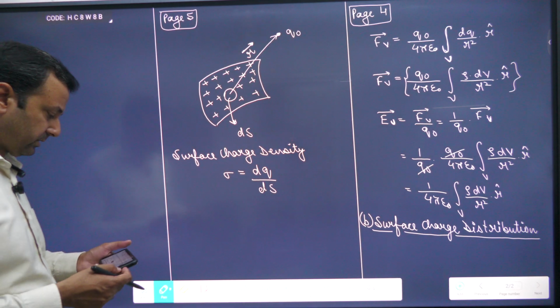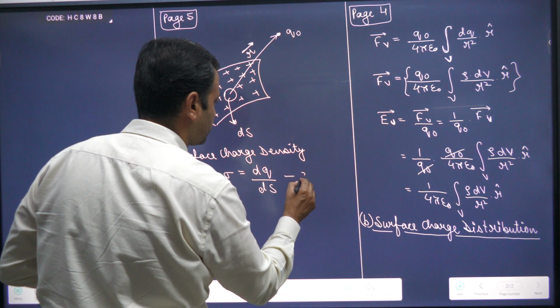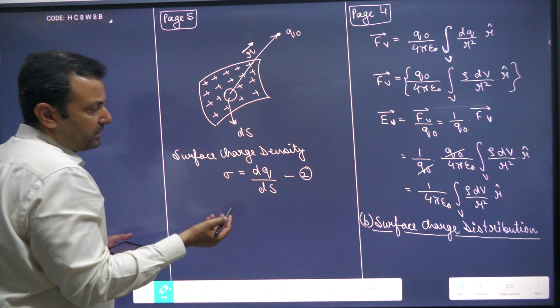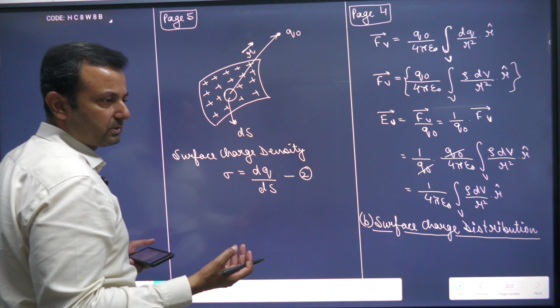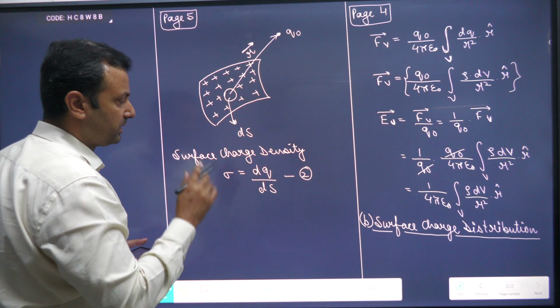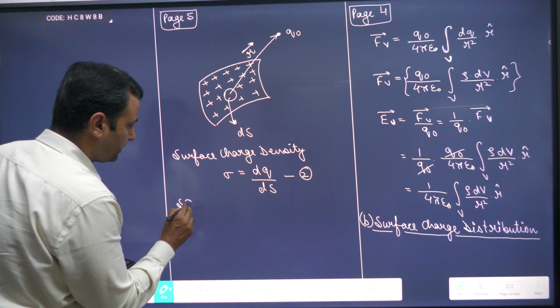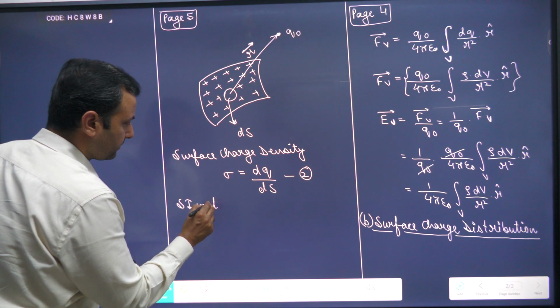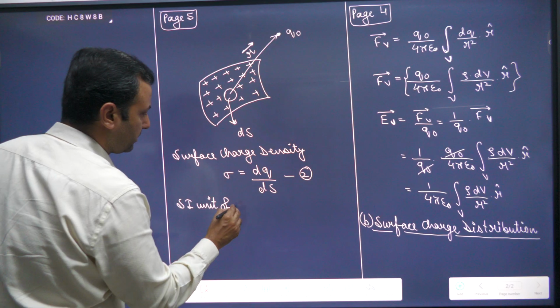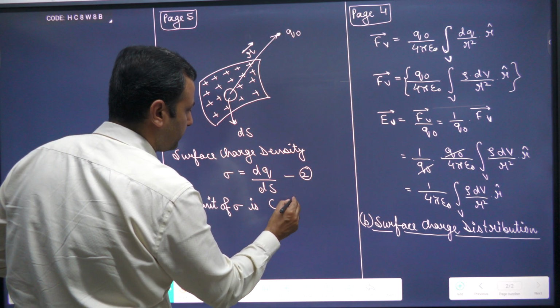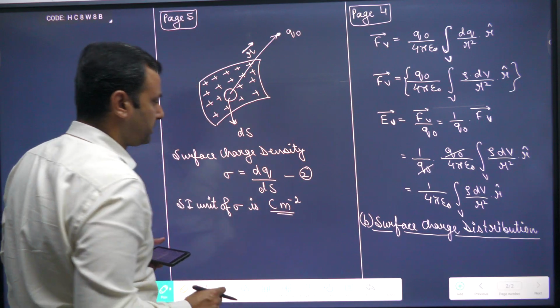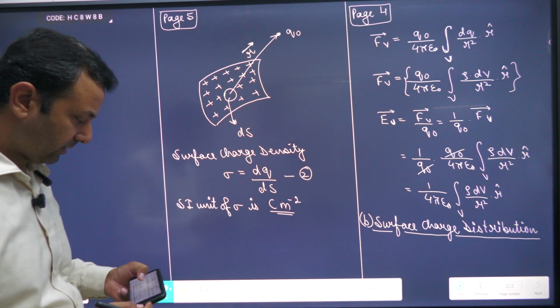This is equation number 2. As it is clear that this is Coulomb and this is surface area, what will be the unit of surface area? The unit of surface area is meter square. So the SI unit of sigma is Coulomb per meter square.